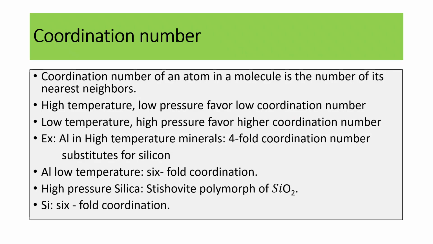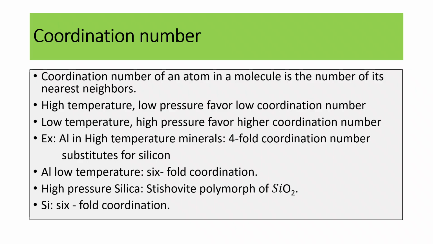Coming to coordination number. Coordination number of an atom in a molecule is the number of its nearest neighbors. High temperature and low pressure favor low coordination number, whereas low temperature and high pressure favor higher coordination number. For example, if we take aluminium in high temperature minerals, it occurs in fourfold coordination. It substitutes for silicon, whereas aluminium at low temperature exhibits sixfold coordination.